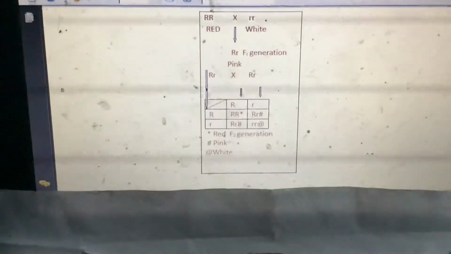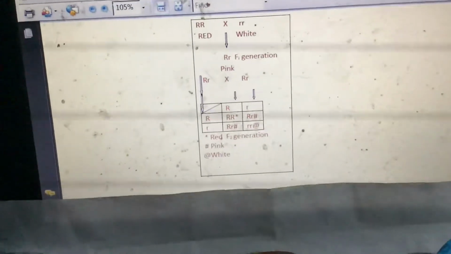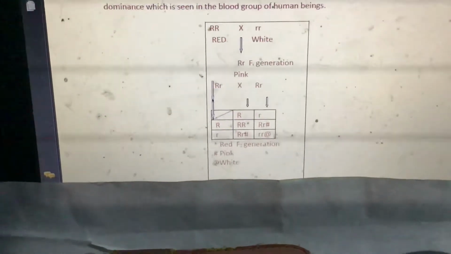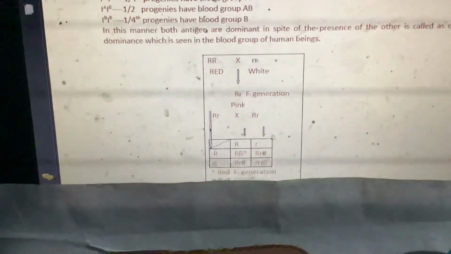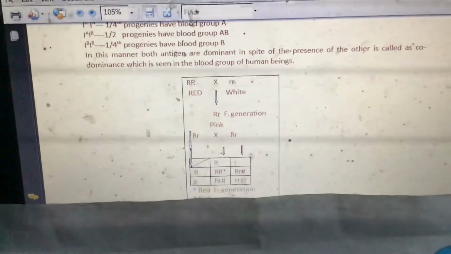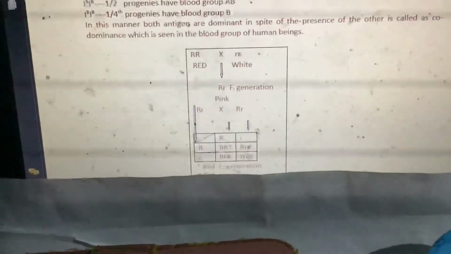For incomplete dominance the ratio is diverted, and for co-dominance also the ratio is changed to 1:2:1. So this is about incomplete dominance and co-dominance.